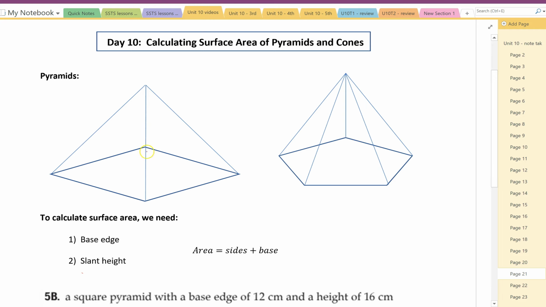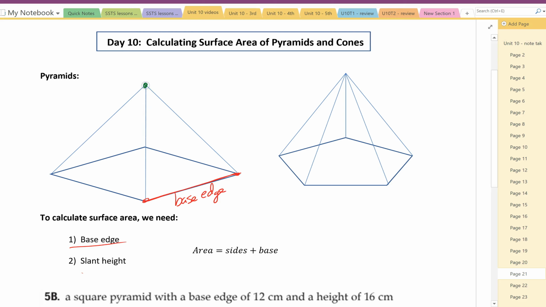The only reason the angles look different on this pyramid is because I tried to show it in 3D, so it's kind of at an angle. But basically, there's two things that we're going to need when we want to calculate the surface area of a pyramid. One of them is called a base edge. So that would just be like from here to here. That would be a base edge.